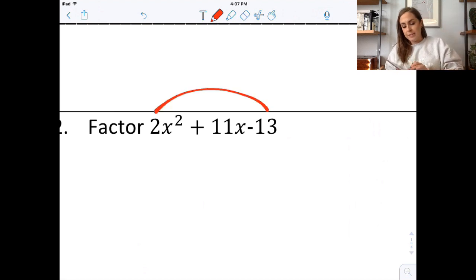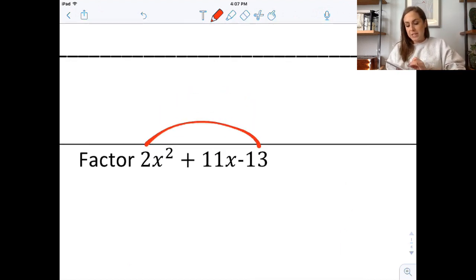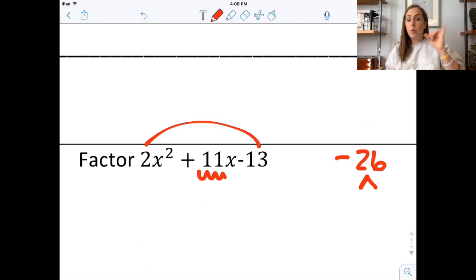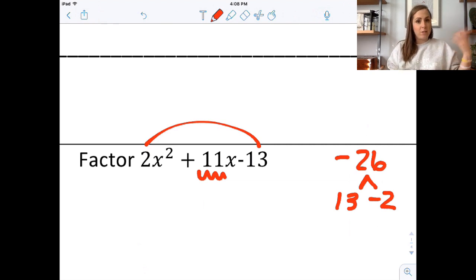So here I'm saying, okay, these two things multiply to be negative 26. And then I need two things that multiply to be negative 26 that add up to be my middle term. So in this case, 26, my factors are 1 and 26 or 2 and 13. And so if I did 13 and negative 2, that would add up to be positive 11. Now, we need to be careful because that's not my final answer. What I need to do with that then is split up the middle term.